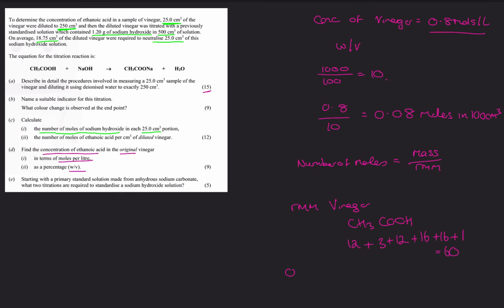So we have 0.08 moles of the acid. Mass we don't know. And the relative molecular mass is 60. So if you work that out, you'll work the mass to be 4.8 grams. So 4.8 grams in 100 centimeter cubed. It's percentage though. And all you have to do, one final step, 4.8% weight per volume. And that's that question done.